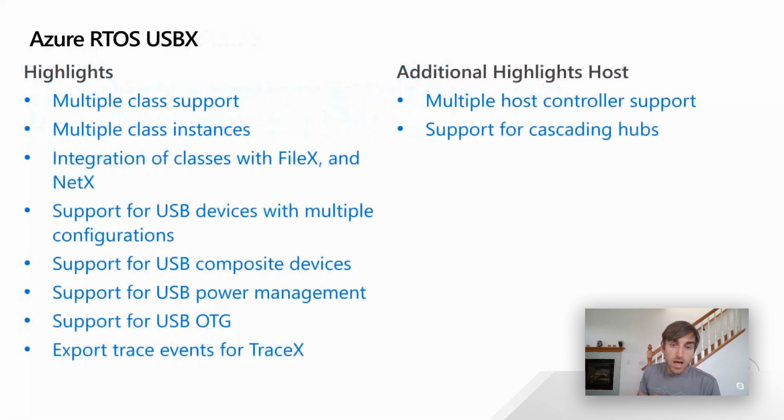And then in terms of host highlights, we have multiple host controllers and cascading hubs. USBX, we try to adhere very strictly to the USB 2.0 specification. So USBX can support up to 127 devices, and I think 6 or 7 cascaded hubs. I think you'll find you'll run out of memory on your system before you get up to 127 devices, but USBX can handle it.